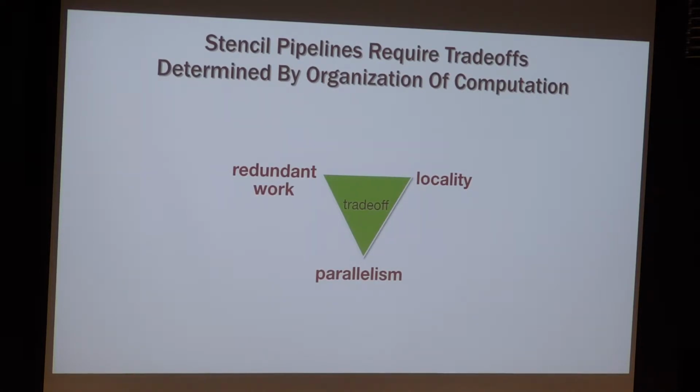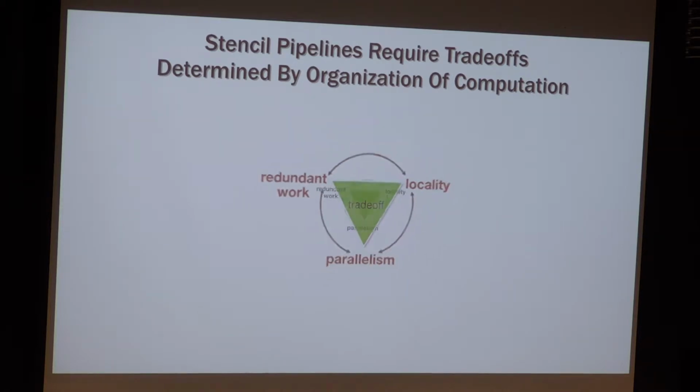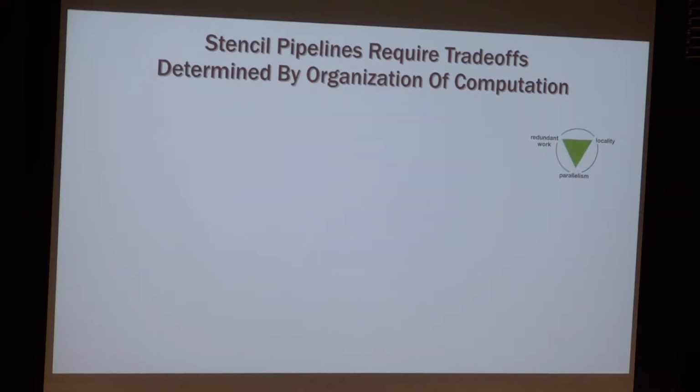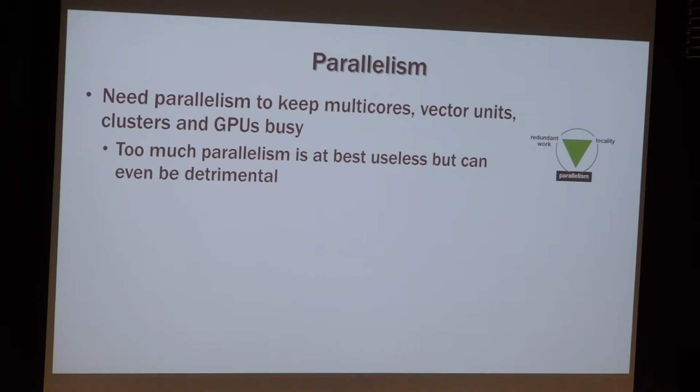This looks a little bit familiar, because a lot of the performance work you do fits into this genre. You need to make a trade-off between locality, parallelism, and redundant work. That's what you have to look for in here. So let's look at the three things you need to do.